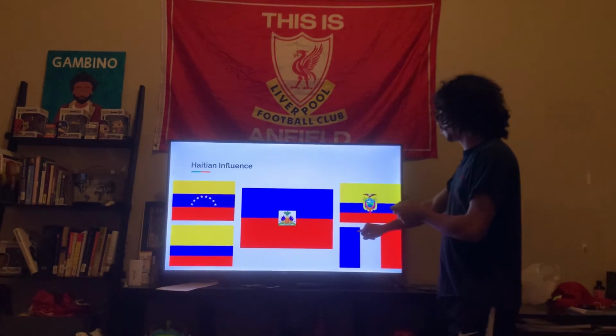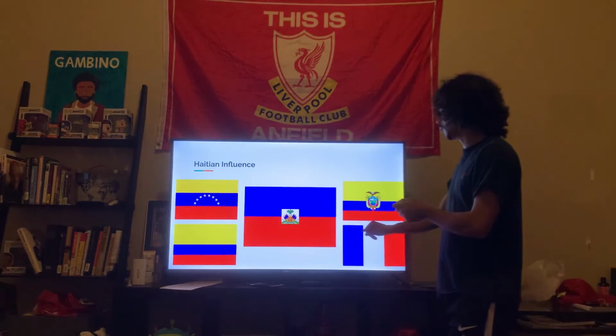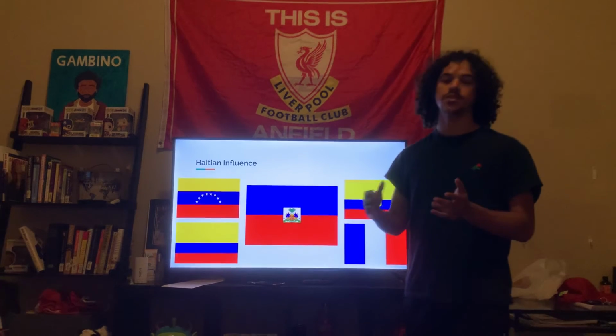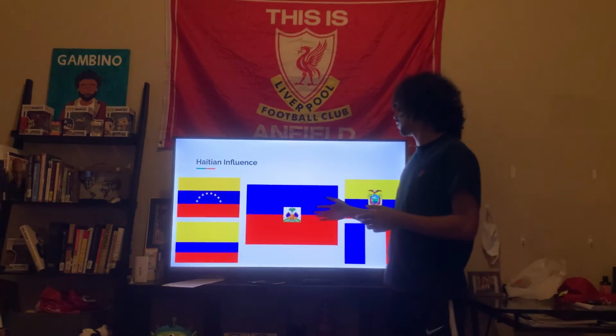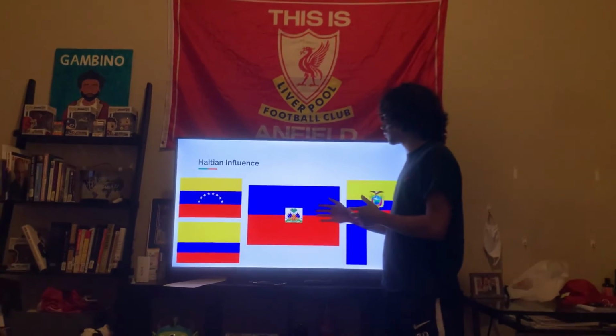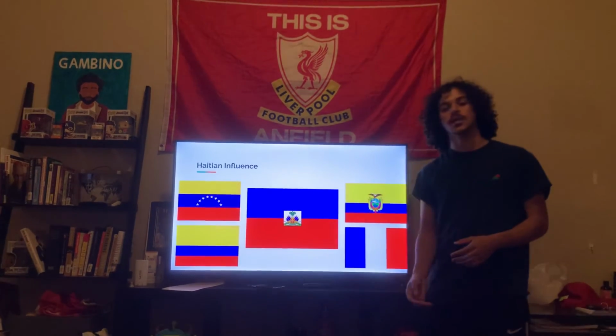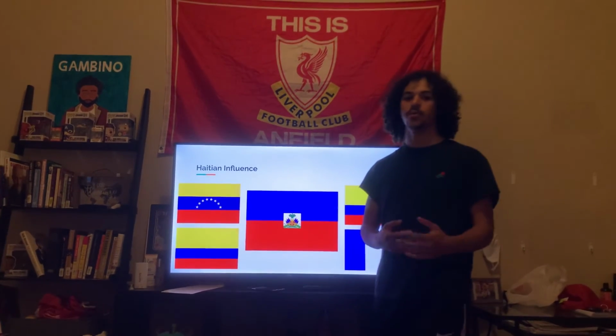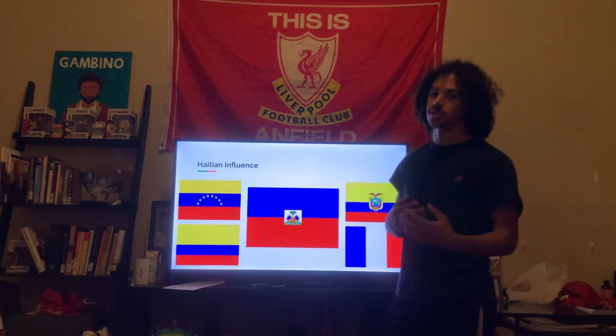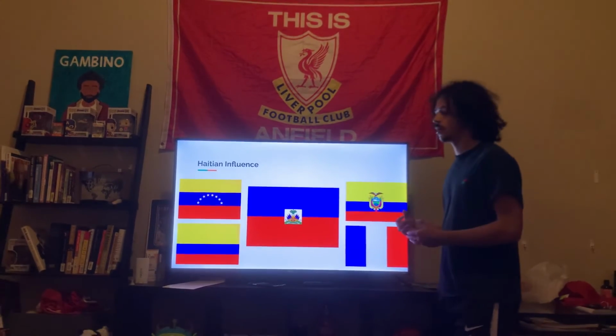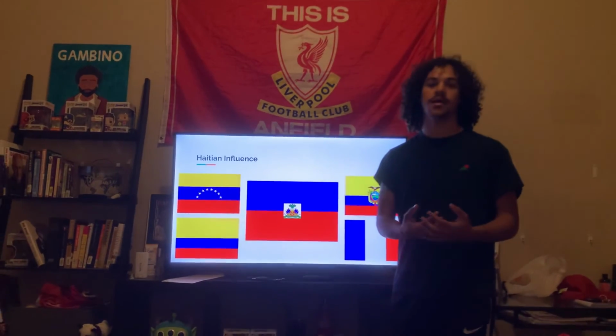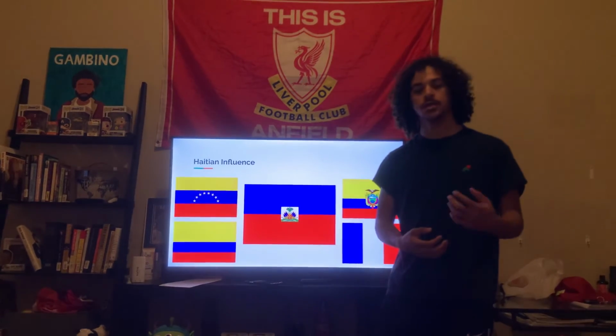sewed the blue and red back together, and that was the first flag of Haiti. So the Haiti flag, after a couple modifications, is what it came to be. And Haiti, due to being able to break away from France and how successful they were, also the first country to abolish slavery, other countries in South America were coming to them with advice on how to break free, gaining their independence, and dealing with slavery.